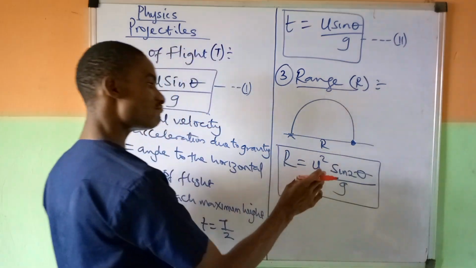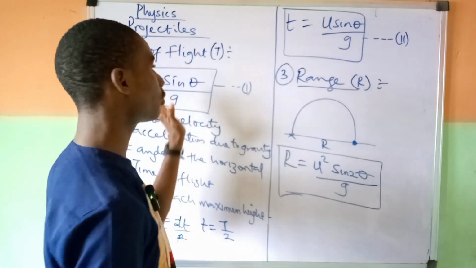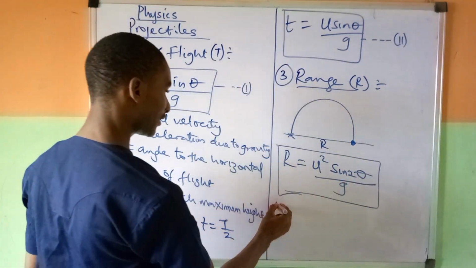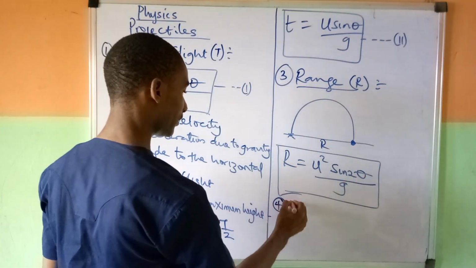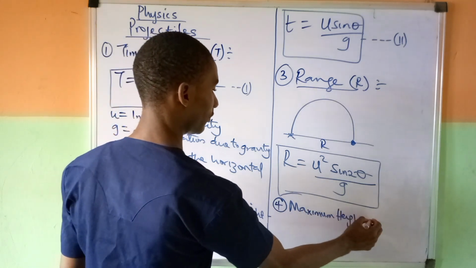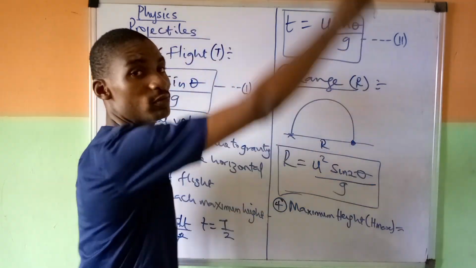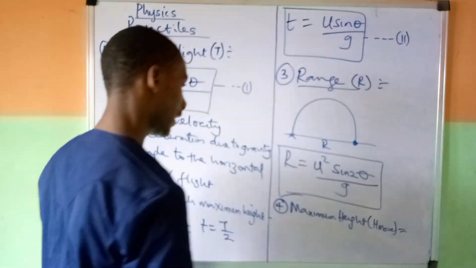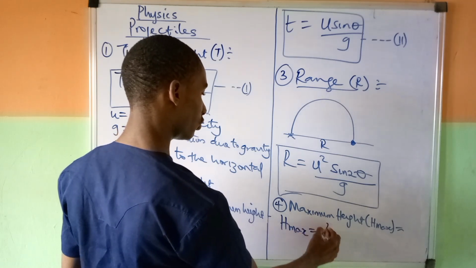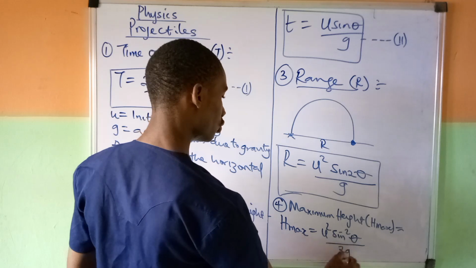You can master all these formulas with a very simple trick you can use to recall them. Okay, u squared sine 2 theta over g. And the last but not the least is maximum height. The maximum height, h max, is the maximum vertical distance covered. And the formula is h max is equal to u squared sine squared theta over 2g.